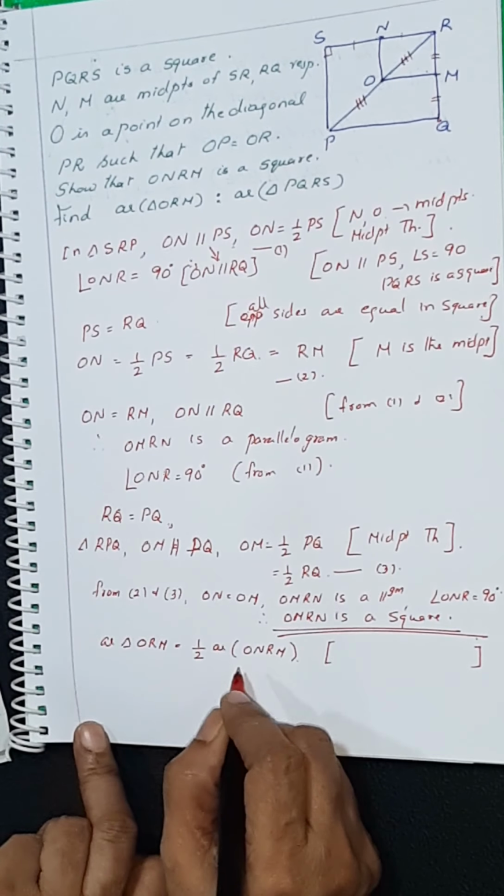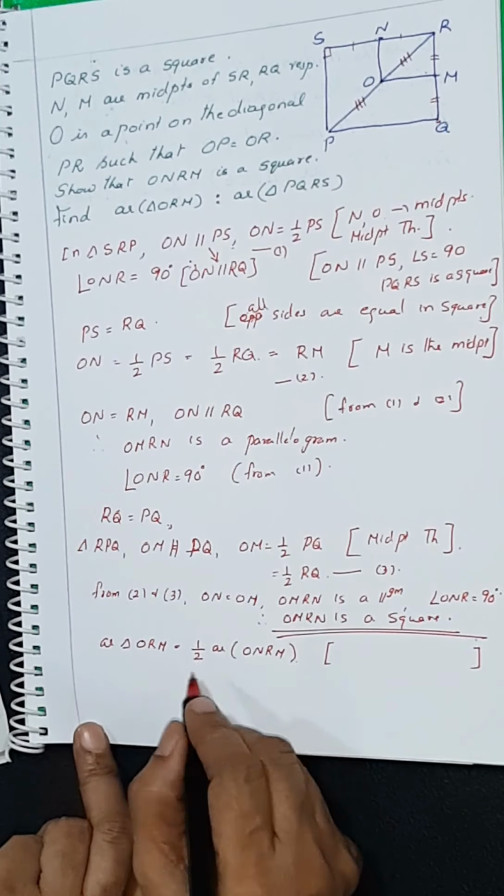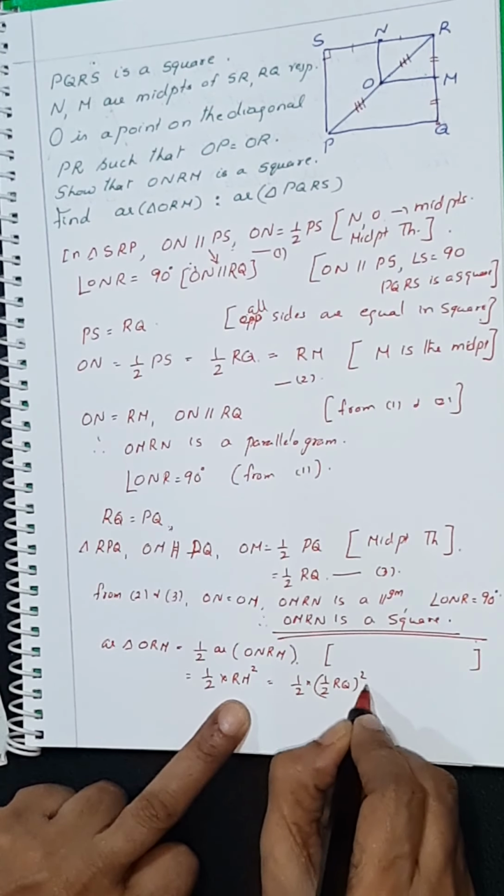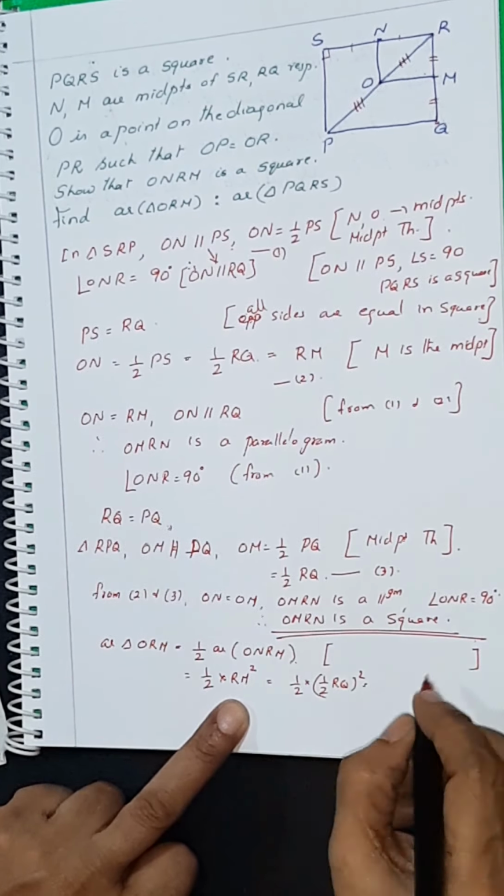Now ONRM can be written as RM squared, any side squared. So this is equal to RM, I can write this as half RQ, the whole squared. So that is equal to 1 by 4 RQ squared, and half into that, 1 by 8 RQ squared.